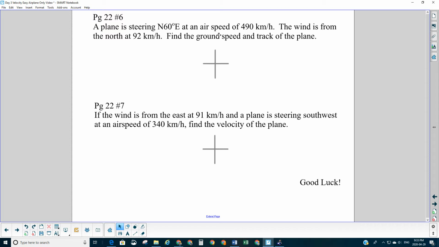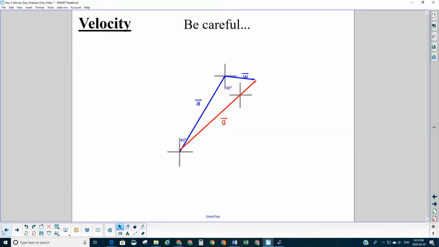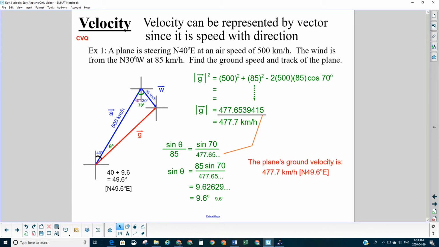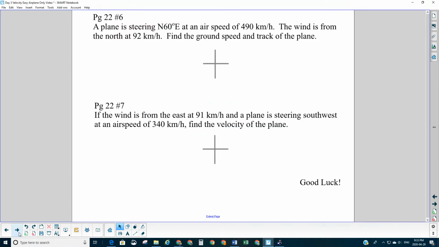There are two questions out of the textbook that I want you to try now, page 22, number 6 and 7. I briefly want to talk about them because of this. In this particular question, it says the wind is from the north and there's no angle. So you see in ours, there was an angle of the wind. So this just says from the north. Well, if it's coming from the north, that means it is blowing directly south. Okay, so the vector is something like this, directly south. And so now you've got a 90-degree angle. Okay, so just be aware of that.